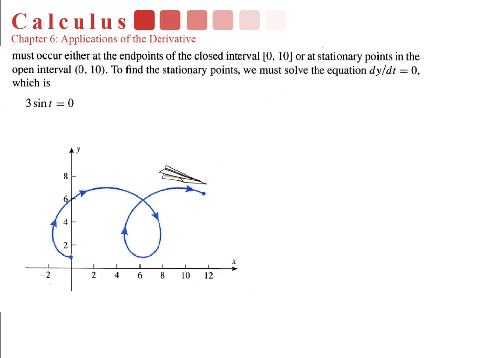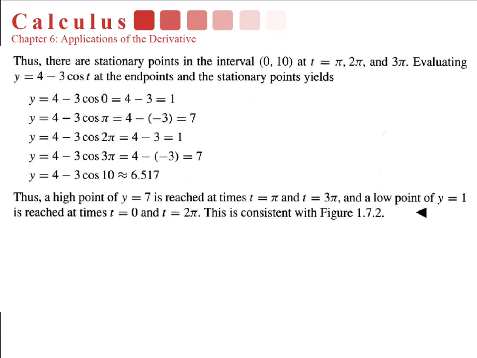The absolute extrema must occur either at the endpoints of the closed interval or at stationary points in the open interval from 0 to 10. To find those stationary points, we must solve the equation dy/dt equals 0. And when we do that, we get 3 sine t equals 0. So we need to find values of t from 0 to 10, we're talking about radians now, where 3 sine t becomes 0. Thus, there are stationary points in the interval from 0 to 10 at t equals pi, 2 pi, 3 pi, and so on.